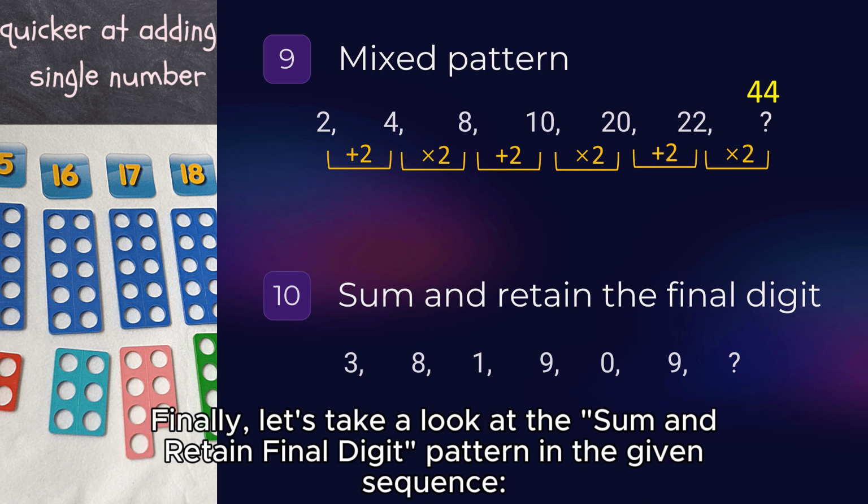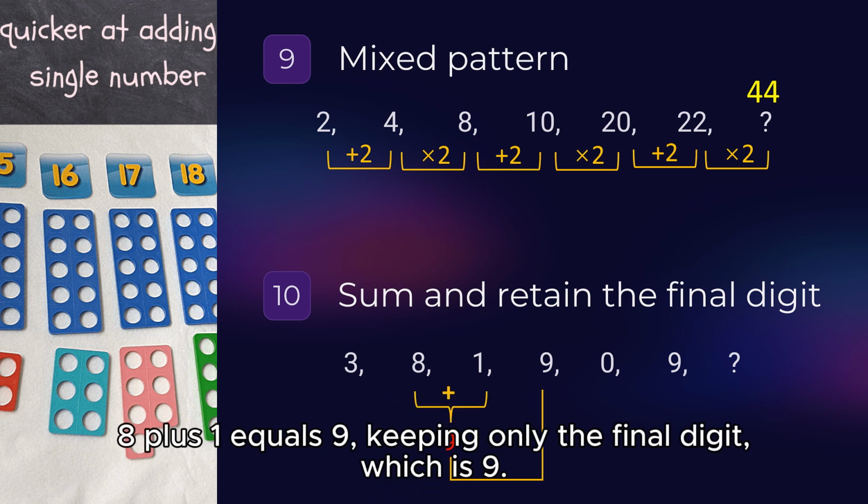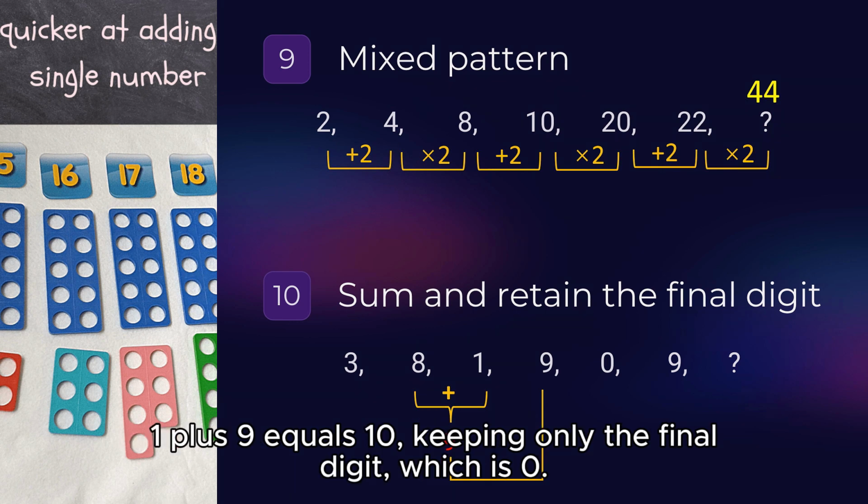Finally, let's take a look at the sum and retain final digit pattern in the given sequence. 3 plus 8 equals 11, keeping only the final digit, which is 1. 8 plus 1 equals 9, keeping only the final digit, which is 9. 1 plus 9 equals 10, keeping only the final digit, which is 0.